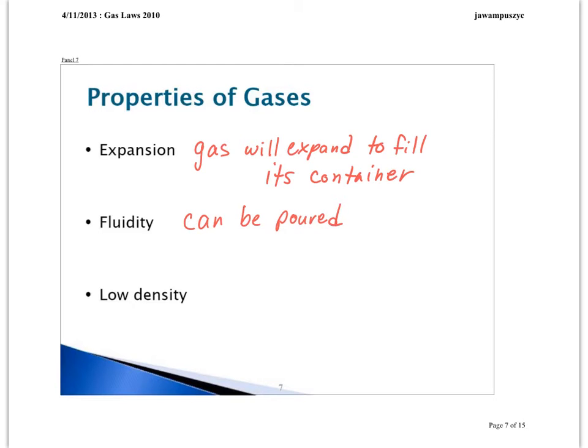And remember, this property of fluidity applies to both gases and liquids, and it's because the individual molecules or atoms are not bound to each other. They're not frozen in place the way they are in a solid. And of course, low density. Because there's a lot of space between and among all of the different molecules or atoms, there's relatively little mass that's put into that space, and that's why it has low density.